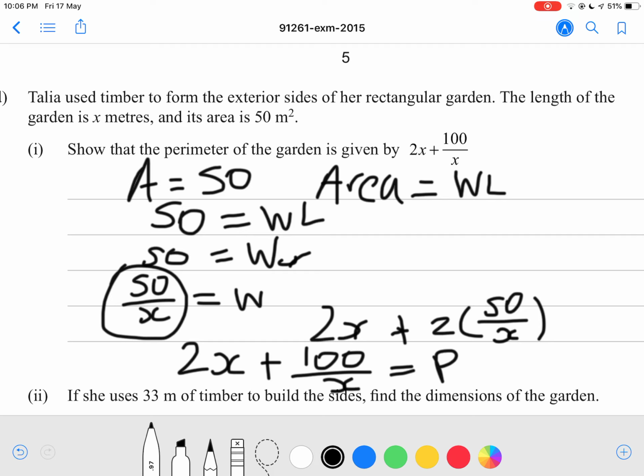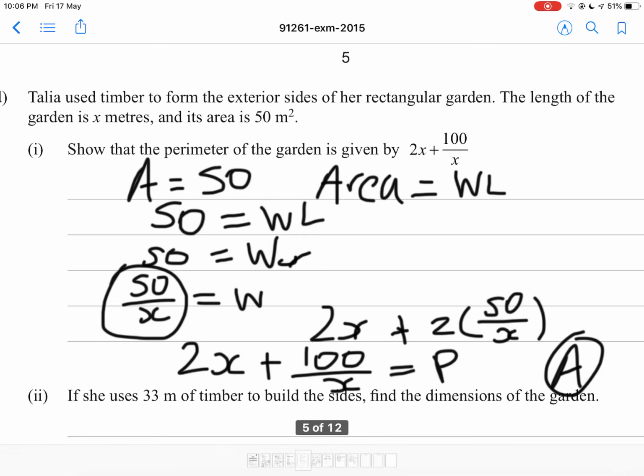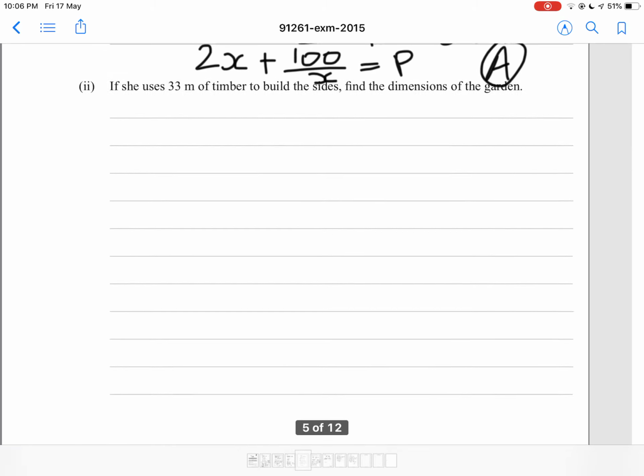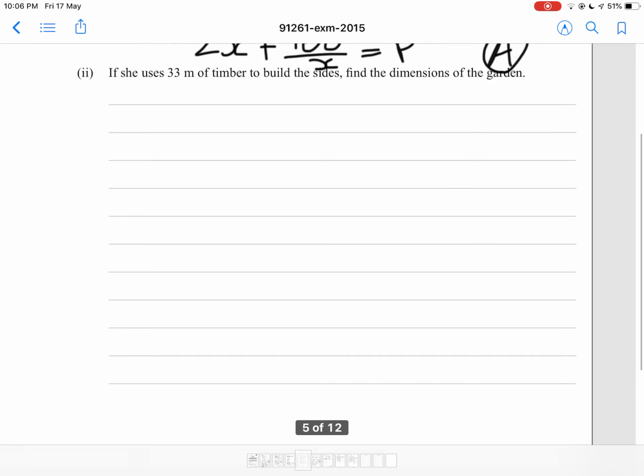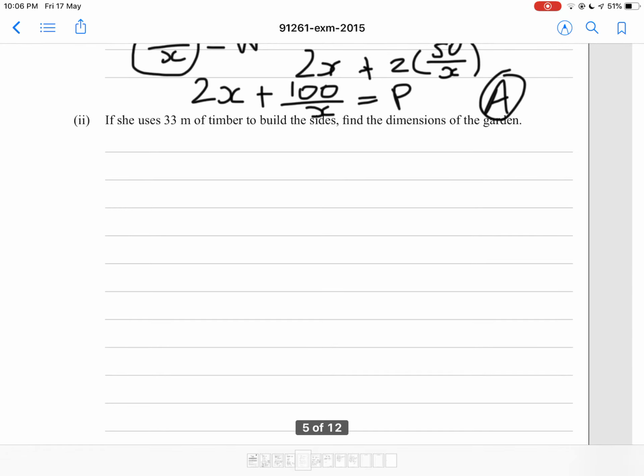That's only an achieved level question, okay? So getting the correct answer will get you an achieved question. If she uses 33 meters of timber to build the sides, find the dimensions of the garden. Okay, so she uses 33 meters of timber to build the sides. Remember the wording, build the sides. So therefore, the perimeter equals 33.